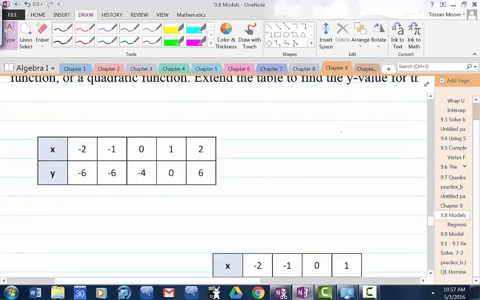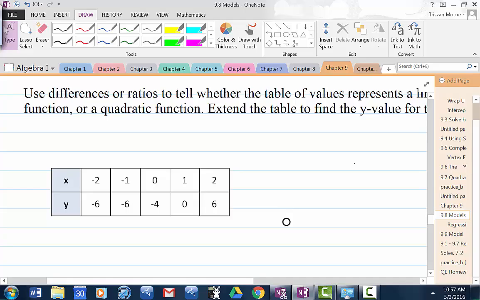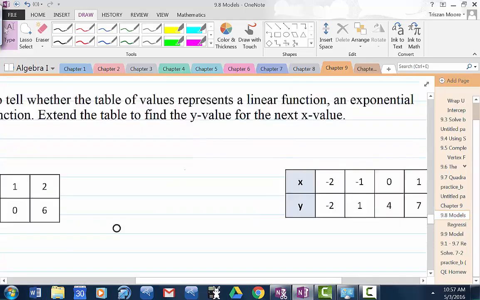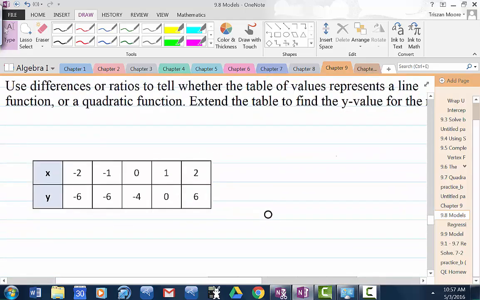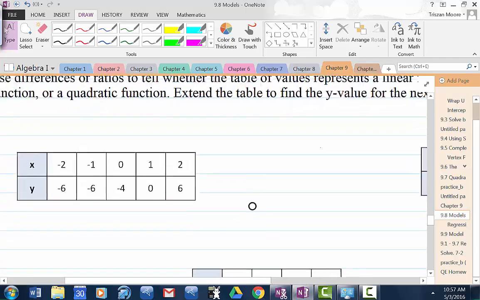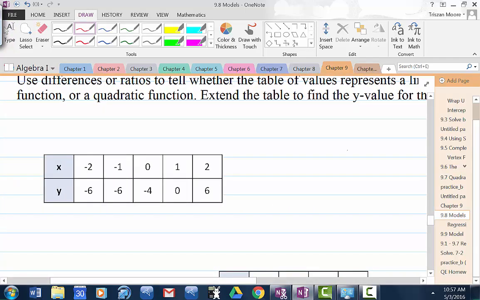Let me give you an example. Say, for example, you have this problem. Use the difference or ratio to tell whether the table of values represents a linear function, exponential function, or quadratic function, and then extend the table to find the y values for the next x value. We'll do that in a second. Let's actually just find out what kind of function we're dealing with.